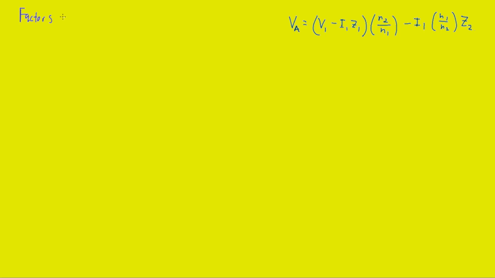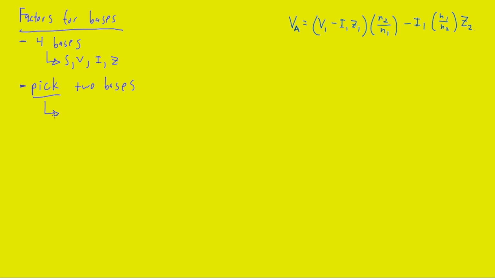So let's list some of the factors for considering bases. Our factors for bases are, there are 4 bases, like we've said: voltage, current, impedance, and power. You have to pick 2 bases, which means the other 2 bases are derived from the 2 you've selected.